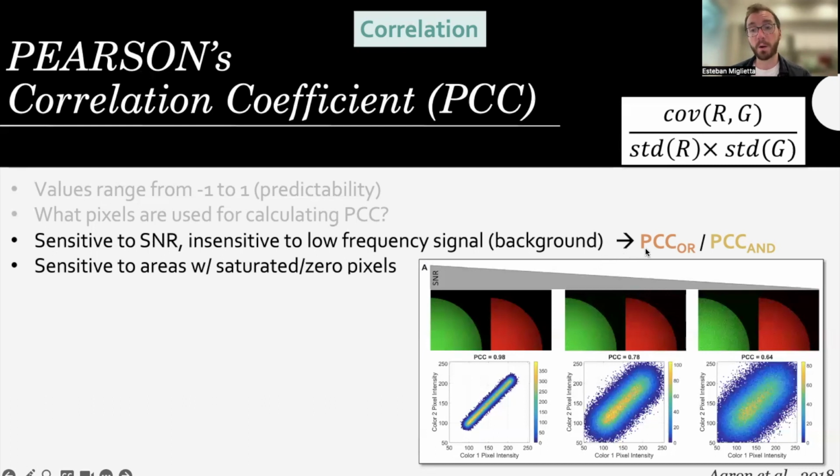And also, PCC is rather insensitive to background. This is true, however, only for PCC or and PCC and, as we have mentioned that PCC all can be affected by background. Another thing to consider is that areas with zero value pixels or saturated pixels, that is, values that are very extreme in the range, also can have an impact on this correlation. So this is the same thing I said before. We should always avoid saturated pixels. Zero value pixels will probably get removed when we apply a threshold.